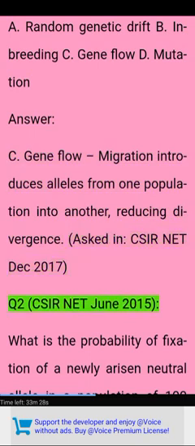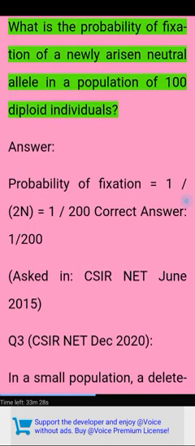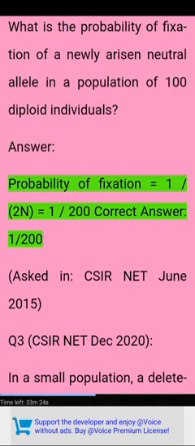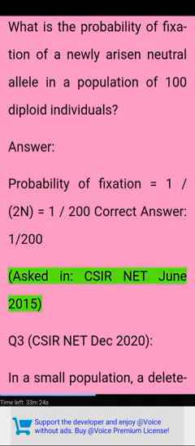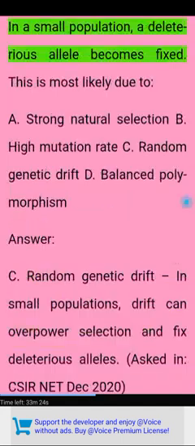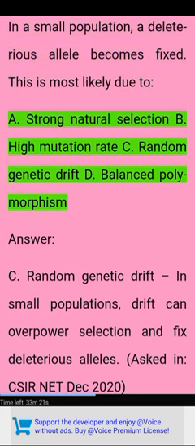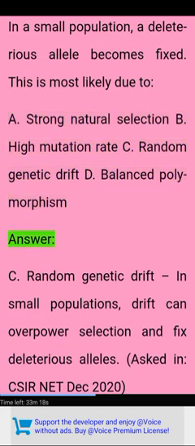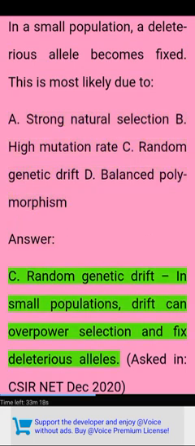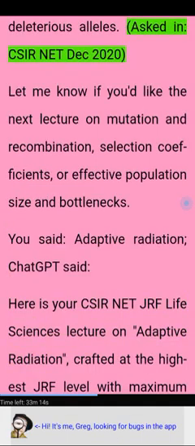Q2, CSIR NET June 2015. What is the probability of fixation of a newly arisen neutral allele in a population of 100 diploid individuals? Answer: probability of fixation equals 1/2N, equals 1/200. Correct answer, 1/200. Asked in CSIR NET June 2015. Q3, CSIR NET December 2020. In a small population, a deleterious allele becomes fixed. This is most likely due to: A, strong natural selection; B, high mutation rate; C, random genetic drift; D, balanced polymorphism. Answer: C, random genetic drift. In small populations, drift can overpower selection and fix deleterious alleles. Asked in CSIR NET December 2020.